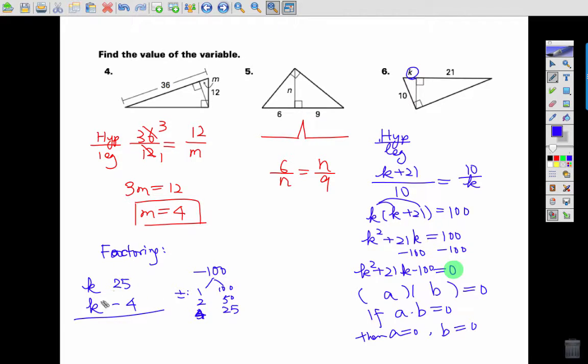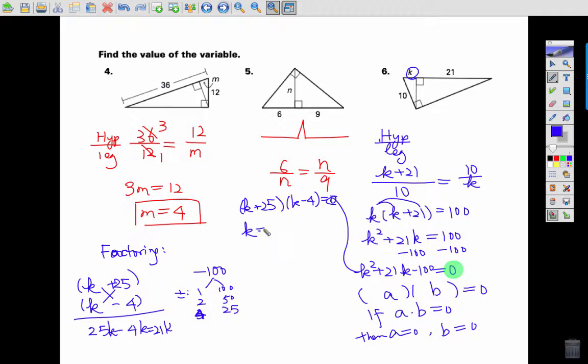Notice again, I wrote it vertically. Now I cross multiply. This one would give me 25k. I cross multiply that, it would give me 4k. Sorry guys, let me write it a little cleaner. 25k minus 4k. Now I would have 21k, which is my middle term. Because I'm doing that, my factors are right here. So in other words, I can rewrite this into k plus 25 times k minus 4 equals 0.